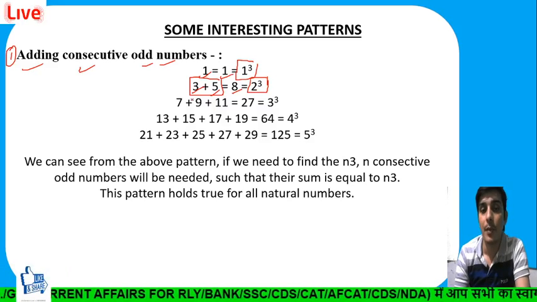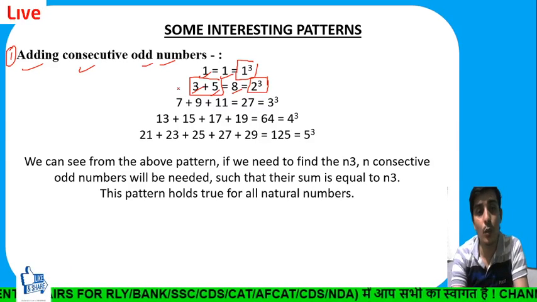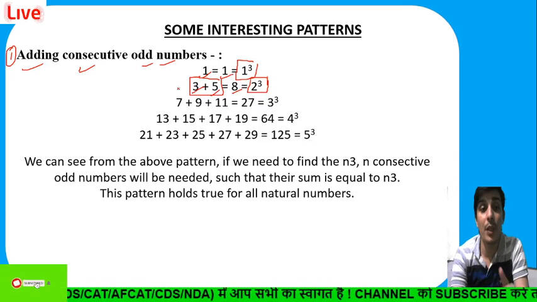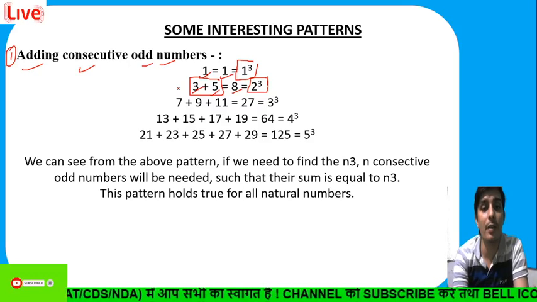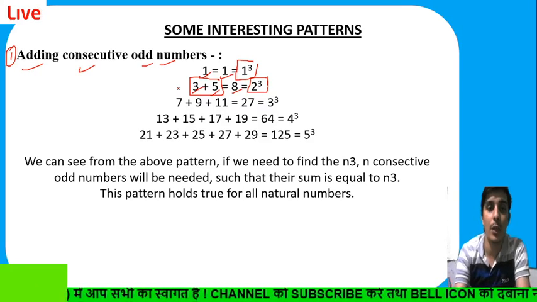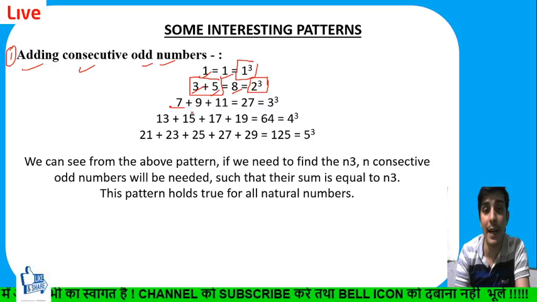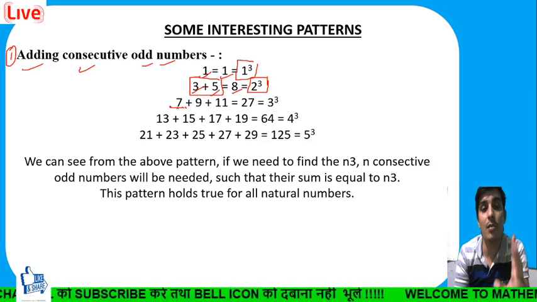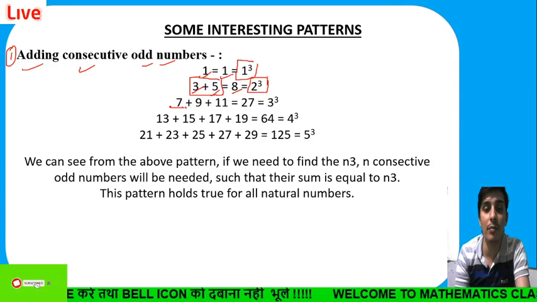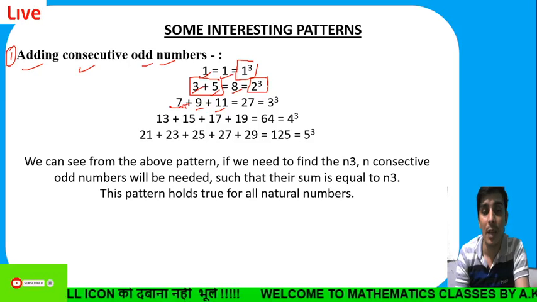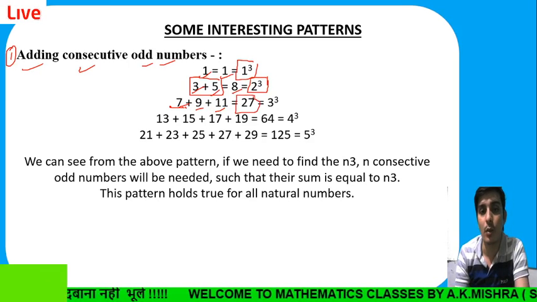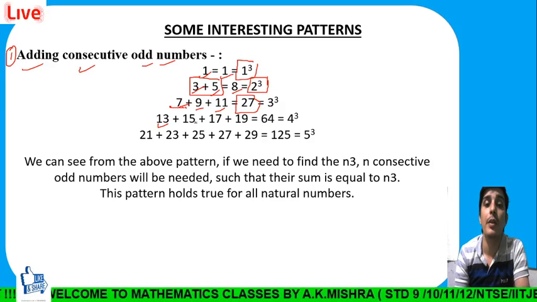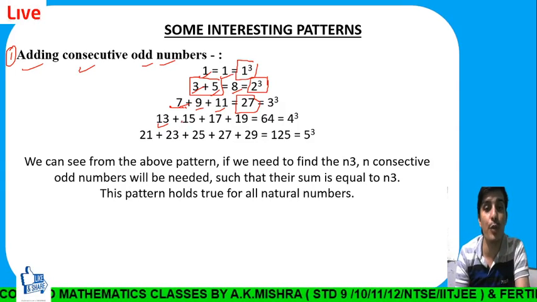Everything clear? Similarly, now I am going to take the next three consecutive odd numbers and find their sum. After 5, the next three consecutive odd numbers are 7, 9 and 11, and after adding we get 27, and 27 is equal to 3 raised to the power 3. Similarly, we can find the next cube.